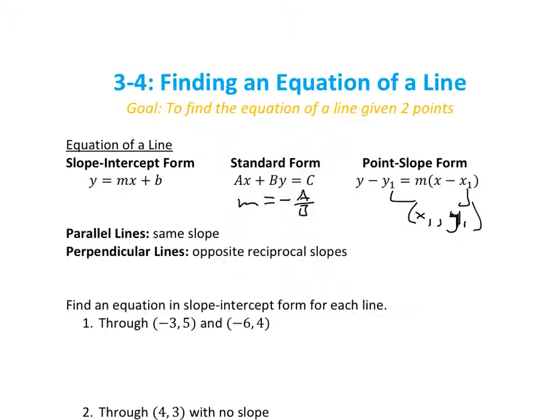So parallel lines have the same slope, the same exact slope. And perpendicular lines have the opposite reciprocal slope. Opposite means to make it negative, multiply by -1, basically change the sign. And reciprocal means to flip the fraction.